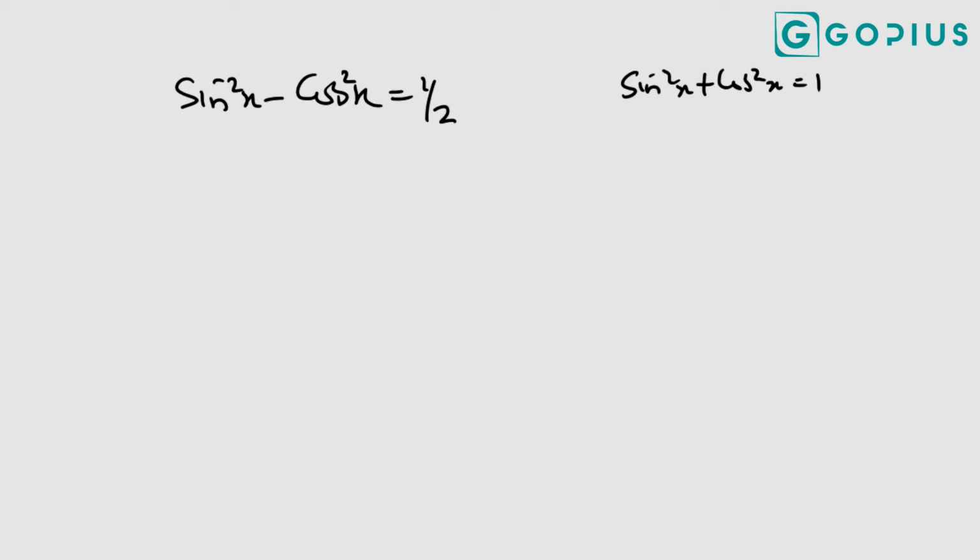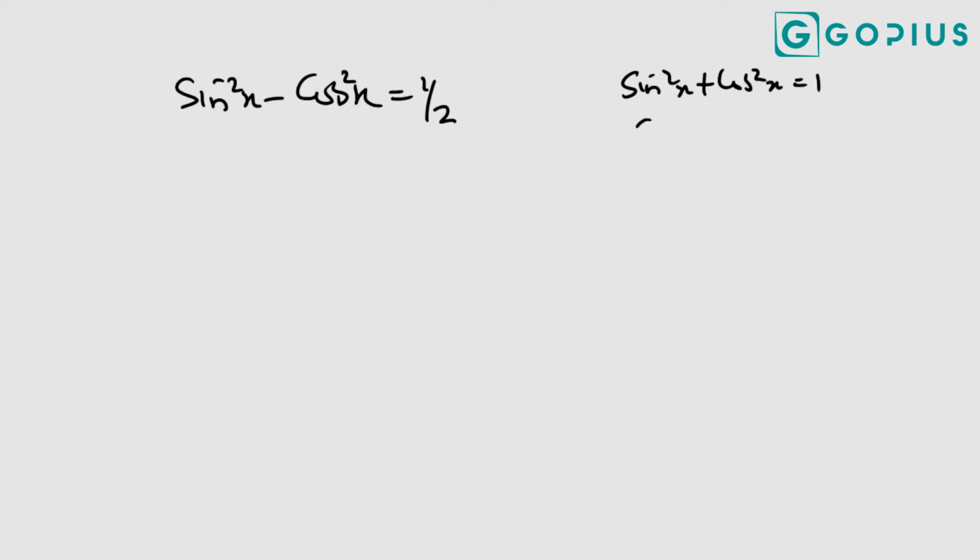Don't forget, in one of these videos I have shown you the trigonometric identities: sine square x plus cos square x being equal to 1, 1 plus tan square x being equal to sec square x, and 1 plus cot square x being equal to cosec square x. Alright, so here we have sine square plus cos square is equal to 1.